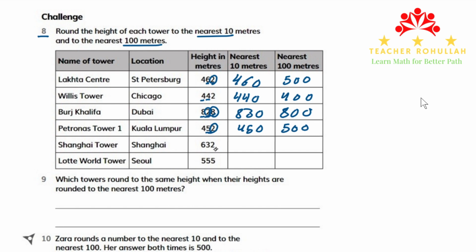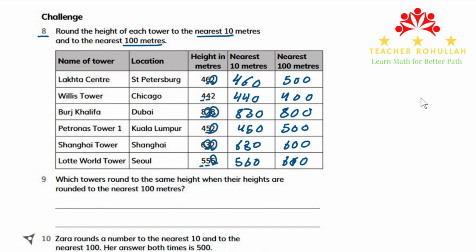The height of Shanghai Tower is 632. Again, to round to the nearest 10, 3 is underlined and 2 is circled, and the number rounds to 630 because 2 is 4 or less, and rounded to the nearest 100, we get 600 because 3 in the tens place is also 4 or less. The height of Lot Tower is 555. When we round to the nearest 10, we get 560 because in the ones place we have 5 or more. And when we round to the nearest 100, we get 600 because in the tens place we have 5 or more.